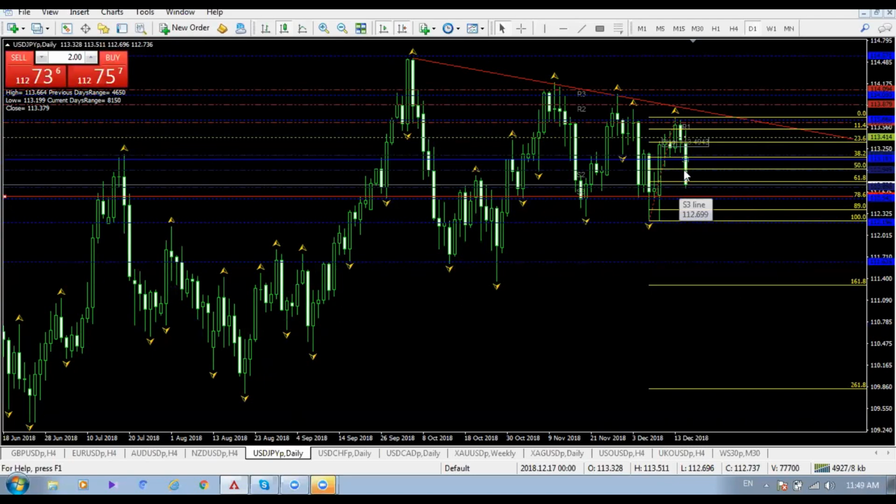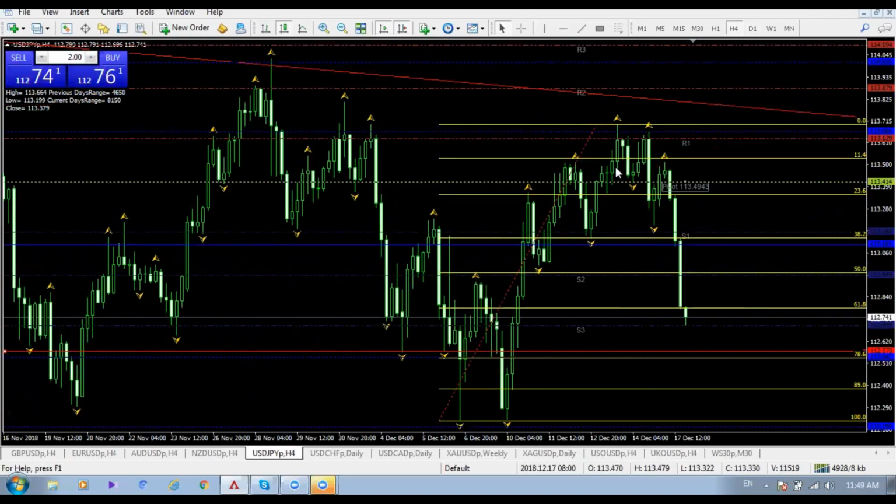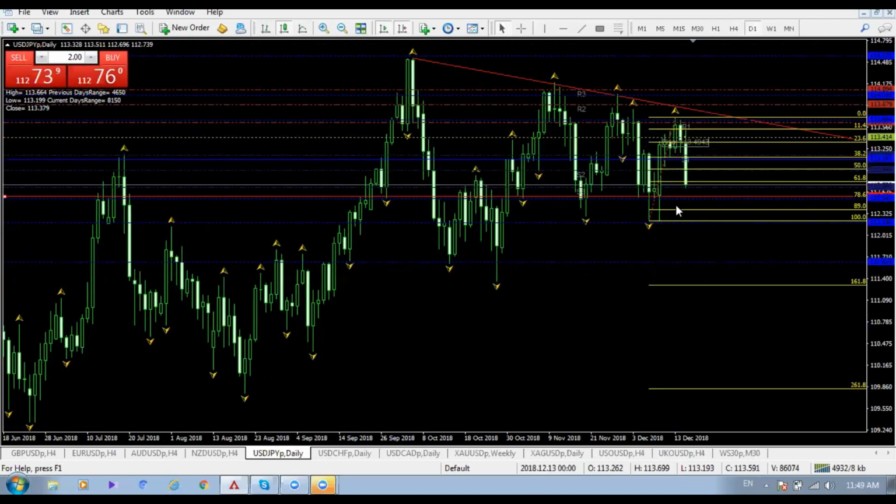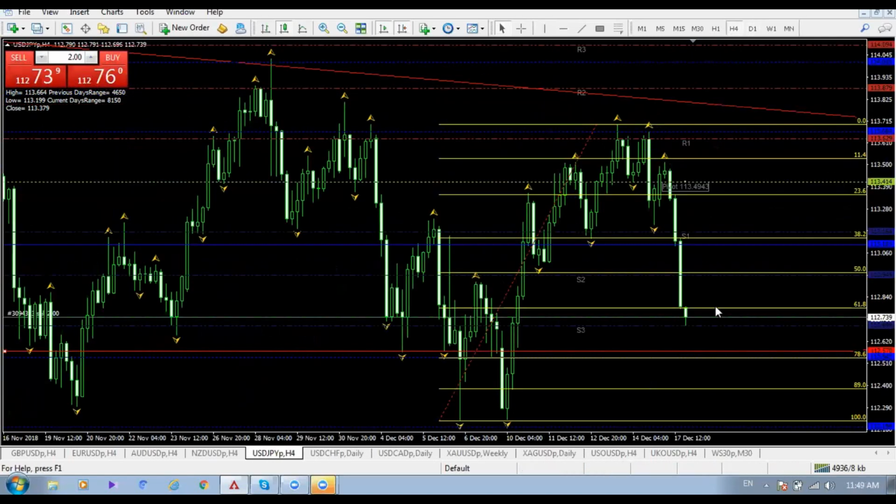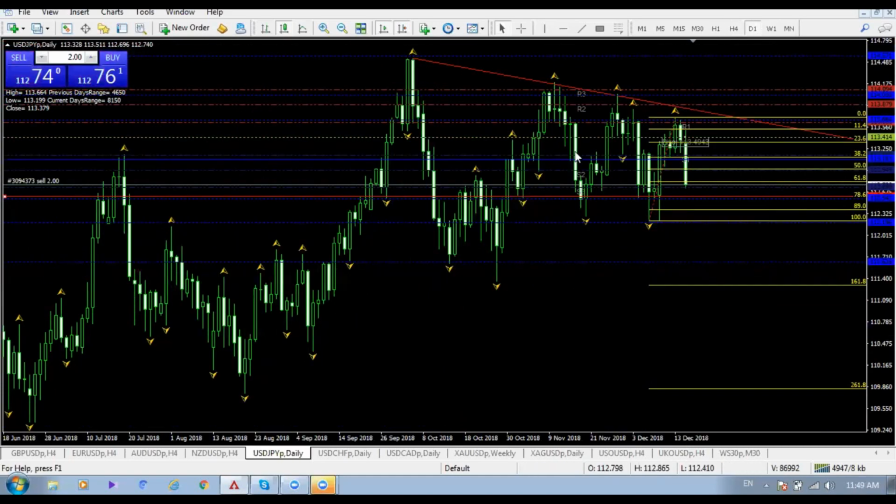If I place a sell order here, I should set my target, stop loss and take profit according to the candlestick and the pivot. If I sell here, why did I put my stop loss at 61? Because my pivot broke down.